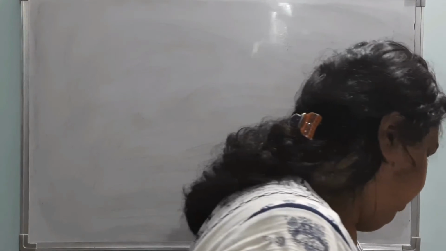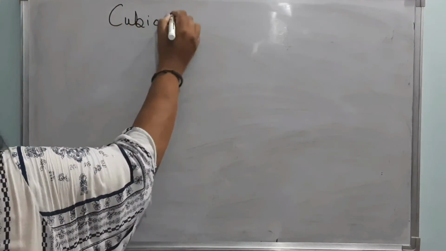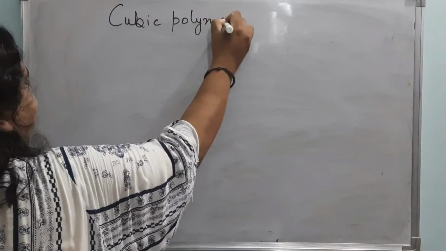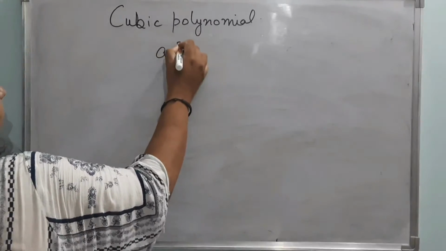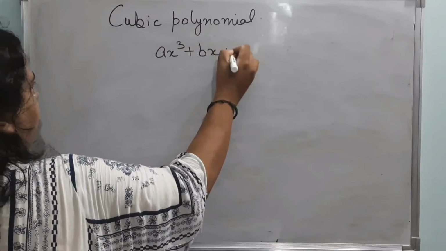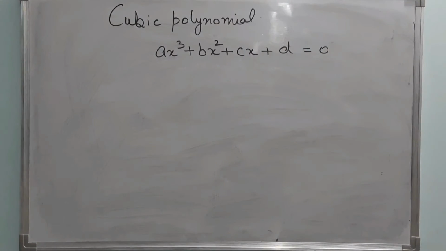This is the concept of quadratic polynomial. The same concept will work on cubic polynomial. Now let's see the cubic polynomial. A cubic polynomial is ax cube plus bx square plus cx plus d equals 0. This is your cubic polynomial.